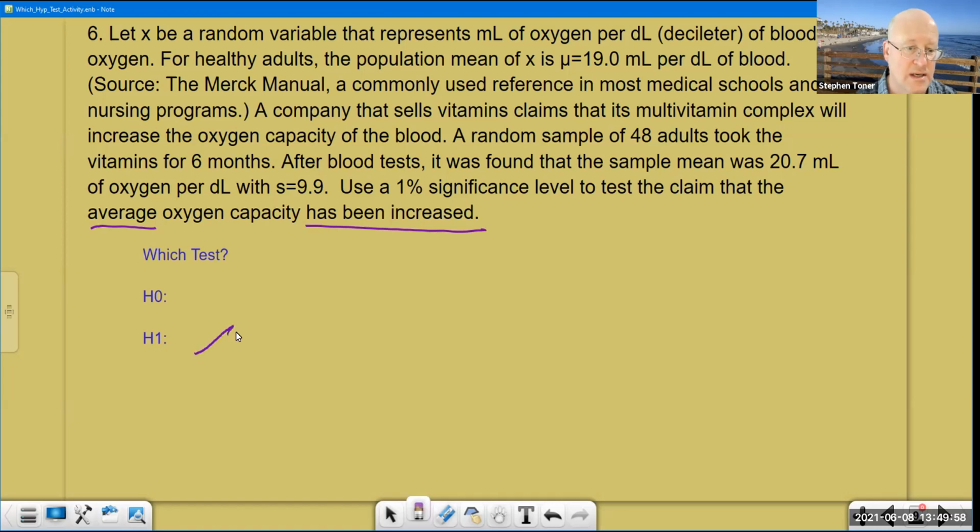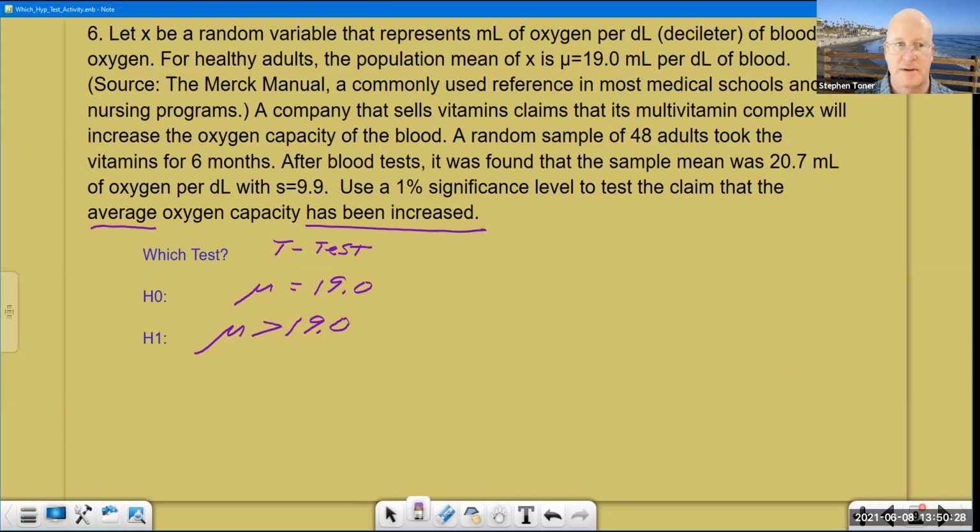We're trying to see if mu is greater than the 19.0, which comes from the Merck Manual. Okay, we're going to assume that it's just the same. And since we only have one sample, this is a t-test. Notice how often it's easier to go straight to the alternate hypothesis, because that's going to come straight from the problem itself.